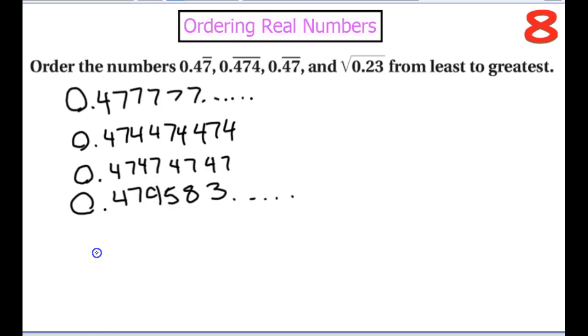Our least then is 0.474 repeating. Our next least has got to be this 0.4747 because we have all 7s here and all 9s here. So 0.47 repeating. This is 1, this is 2.